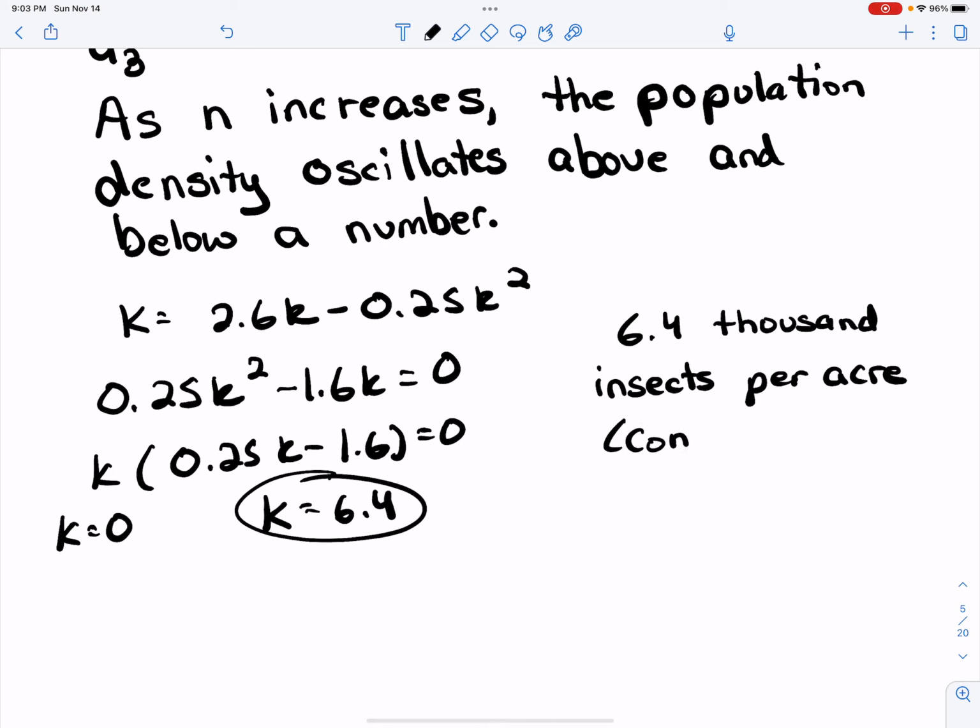It converges near to this. So it's not saying it will necessarily reach that number, but it's going to get closer and closer to it. It's going to go up and down, above and below, but it gets closer and closer to that as your n gets bigger, as years go by.